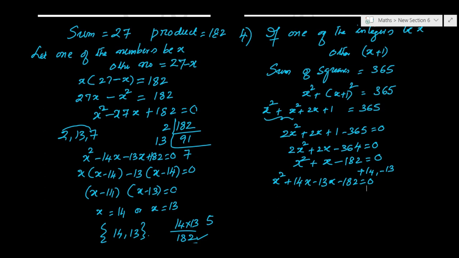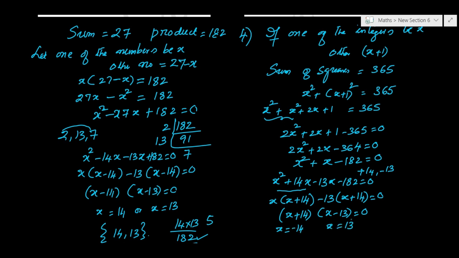Now, when we take the LCM, x into x minus 13, plus 14 into x minus 13, times x plus 14 is equal to 0. Therefore, x plus 14 times x minus 13 is equal to 0, x is equal to minus 14, or x is equal to 13 with positive.